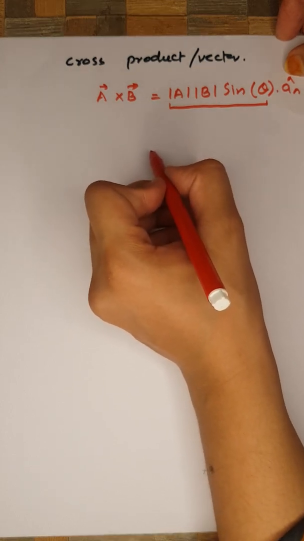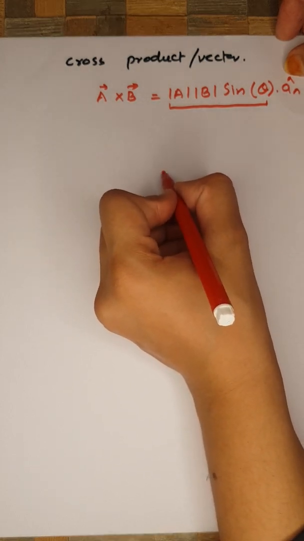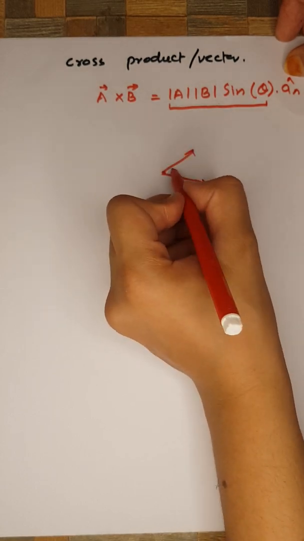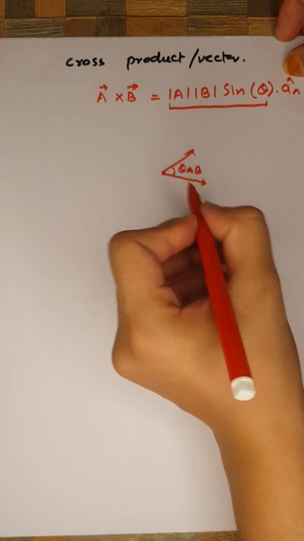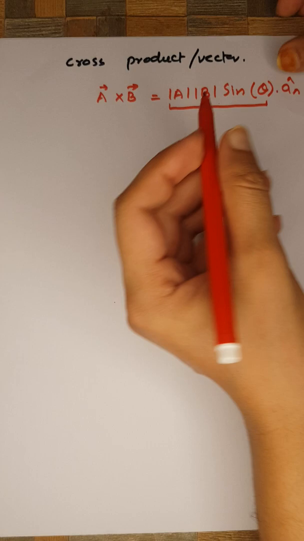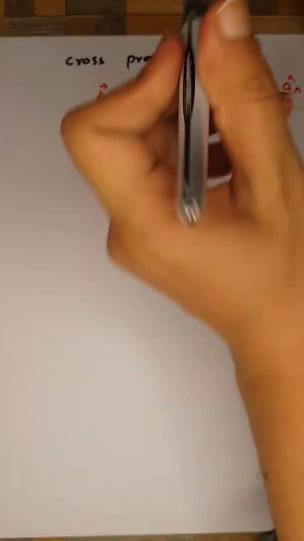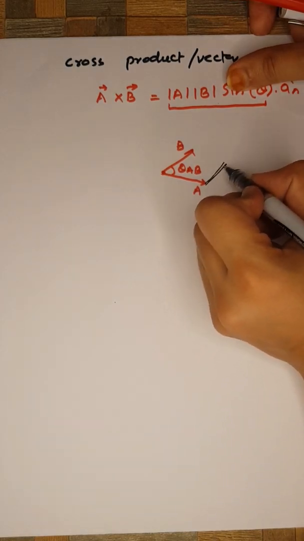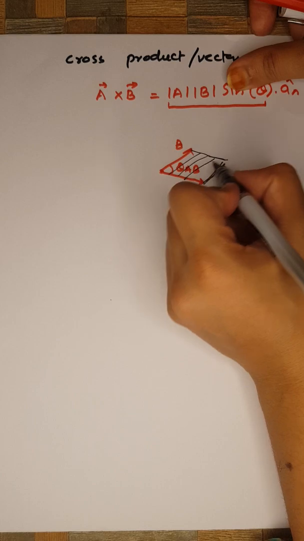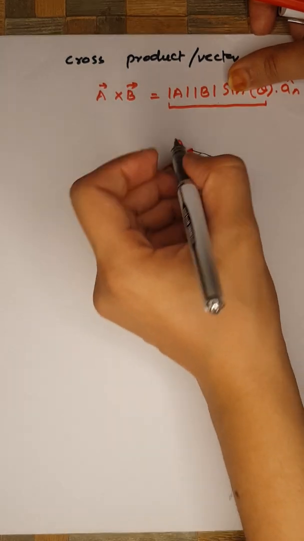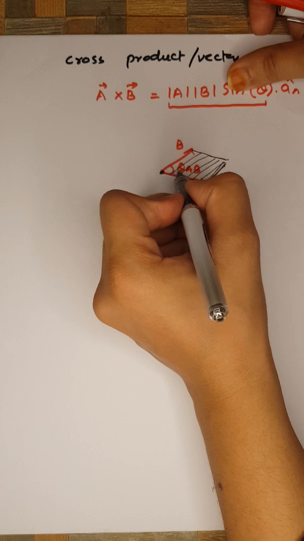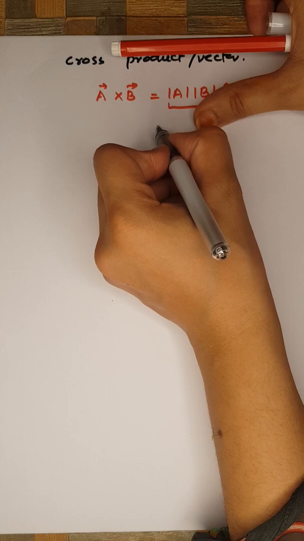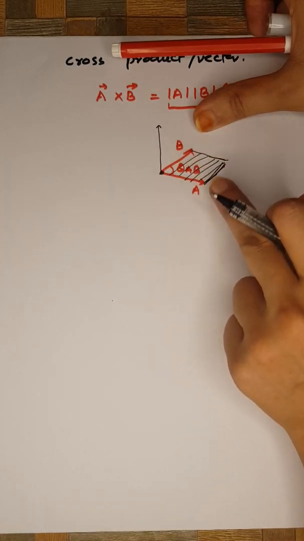So let's be more specific. If there is a certain vector A and here is a certain vector B, and this is the theta between A and B, then the magnitude of the cross product of the two vectors gives us the area of a parallelogram. This is a very important point as well. The direction can be determined by drawing a perpendicular to the plane formed by A and B.